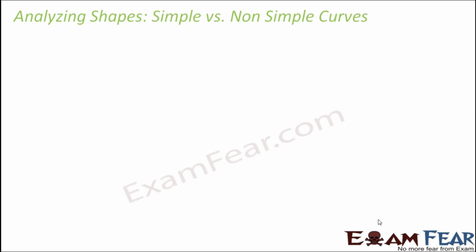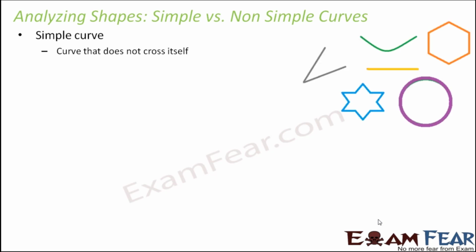Now similarly, when we analyze it further, we also find that curves again can be of two types depending on their complexity. They could be simple curves, they could be non-simple curves. Now what are simple curves? These are those curves which do not cross themselves. So let us look at some examples.